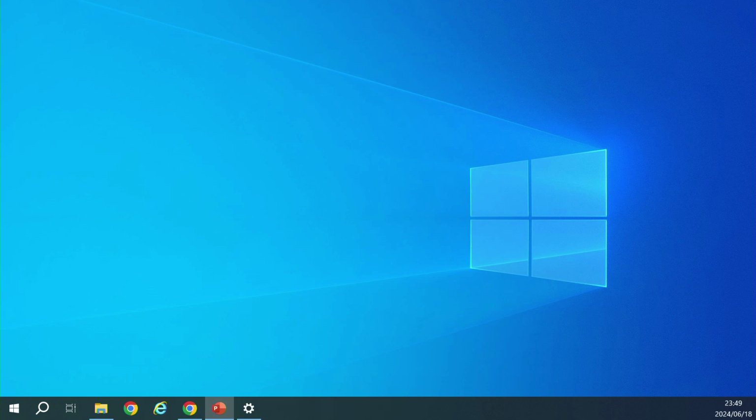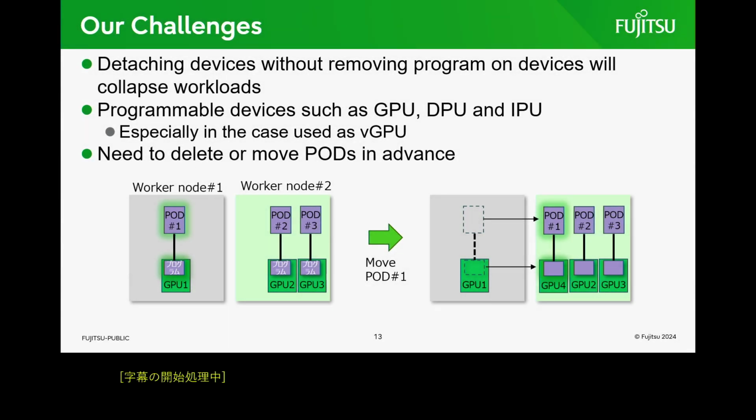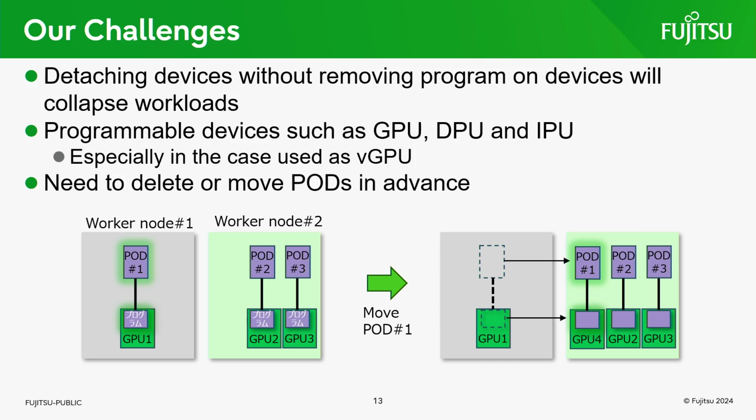However, we still have some problems. When we detach devices without removing the program on the devices, it will collapse workloads. Especially, it is fatal for programmable devices such as GPU, data processing unit, and infrastructure processing unit.